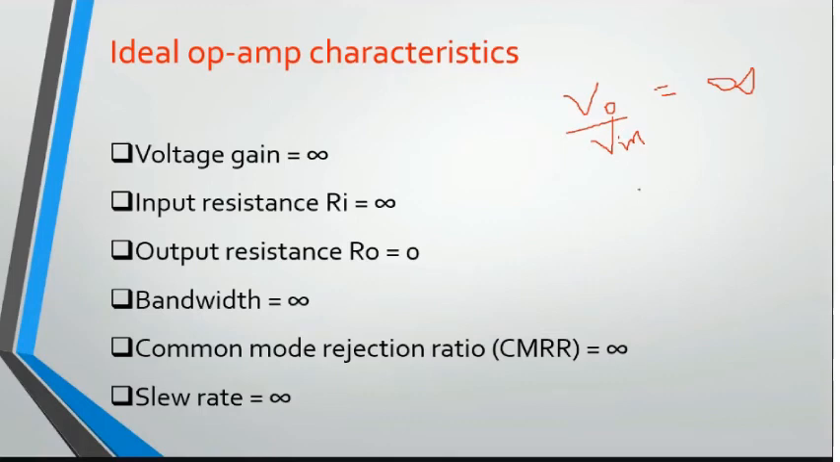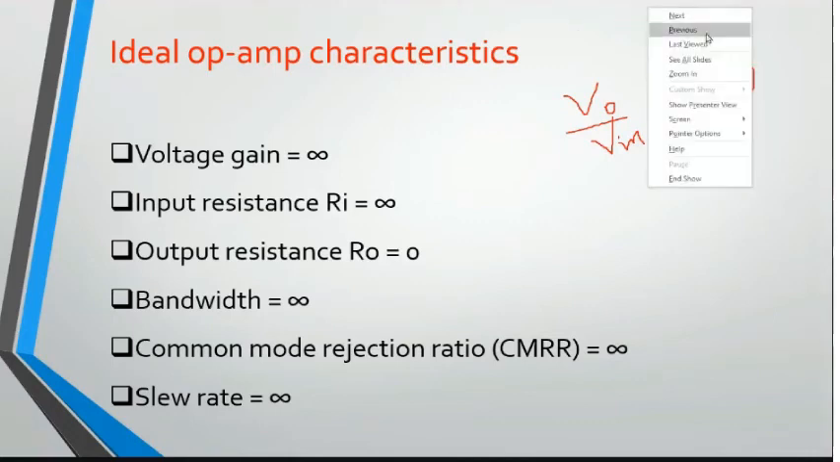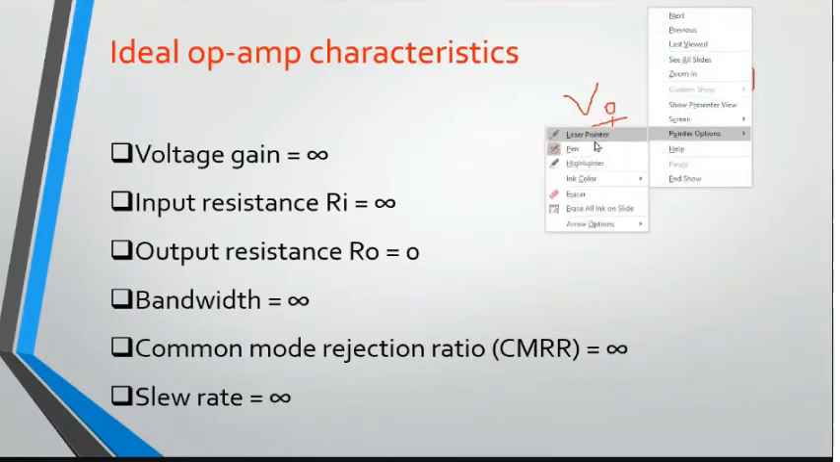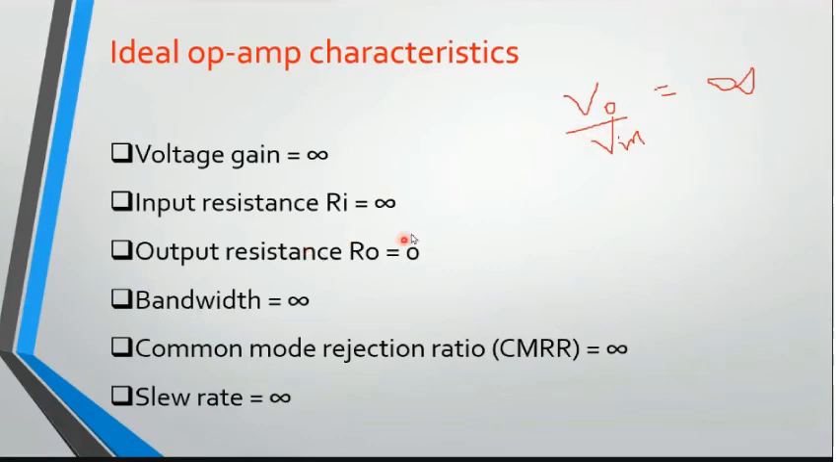Then the input resistance Ri equal to infinity. Now, if you want the voltage gain to be infinity, as I told you before, the input resistance should be very, very large. If the input resistance is large, then current will be small, and only then can you achieve this particular quantity, that is voltage gain equal to minus infinity. Okay, so input resistance should be infinity, output resistance should be 0.